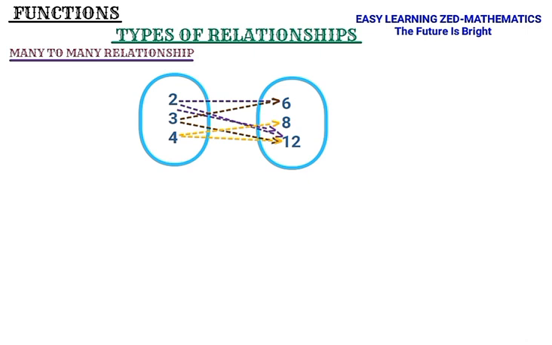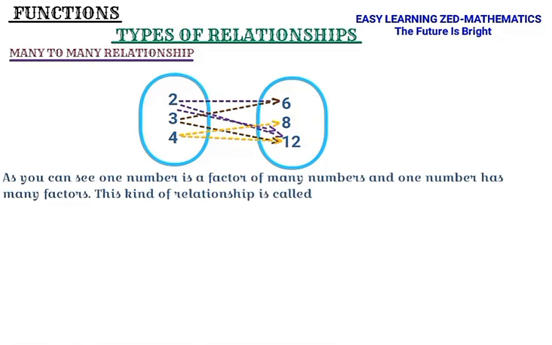Never get confused once you see there is one element which is just connected to 1 and the others are connected to many, as you can see. That doesn't change the fact that the relationship is many to many. This statement we can say: one number is a factor of many numbers and one number has many factors. This kind of relationship is called many to many.